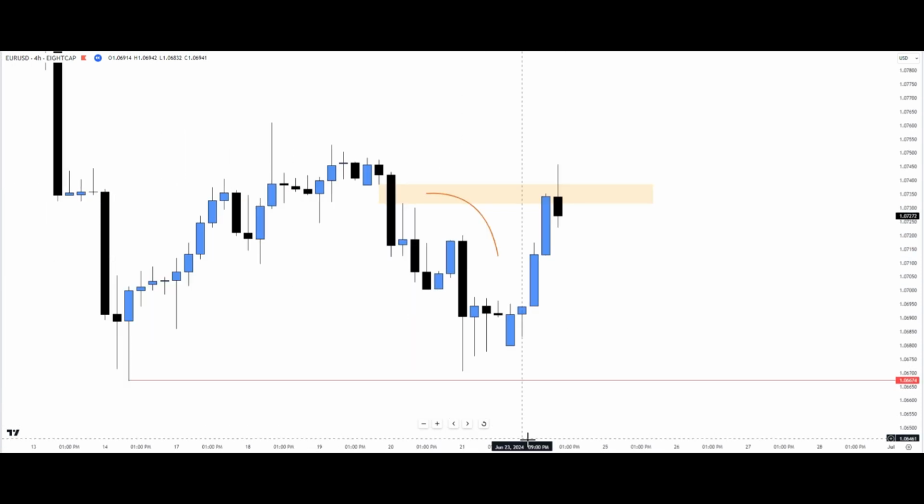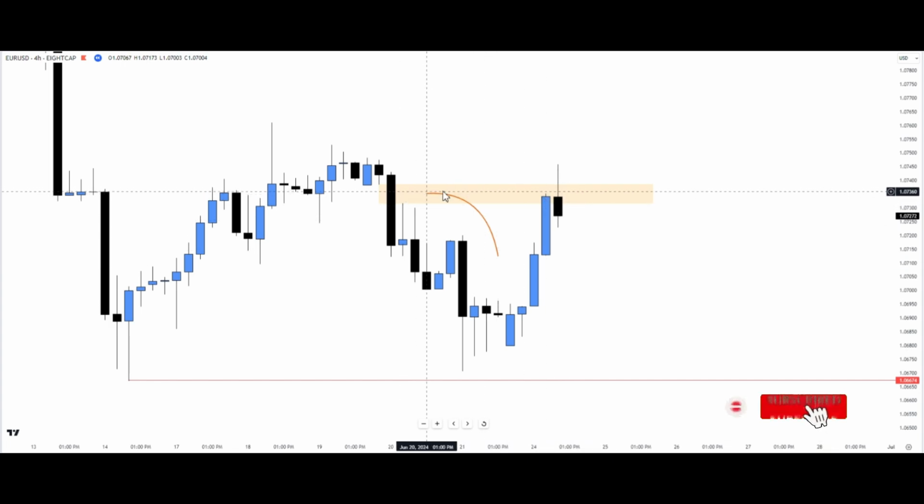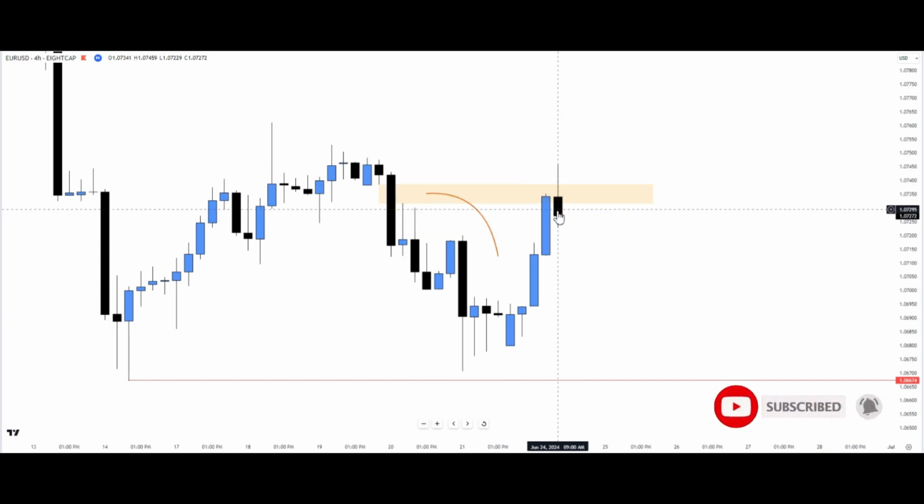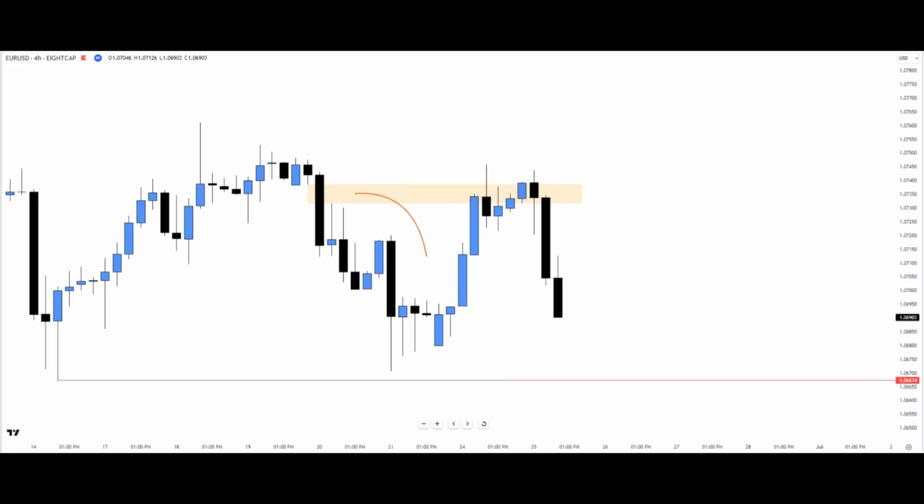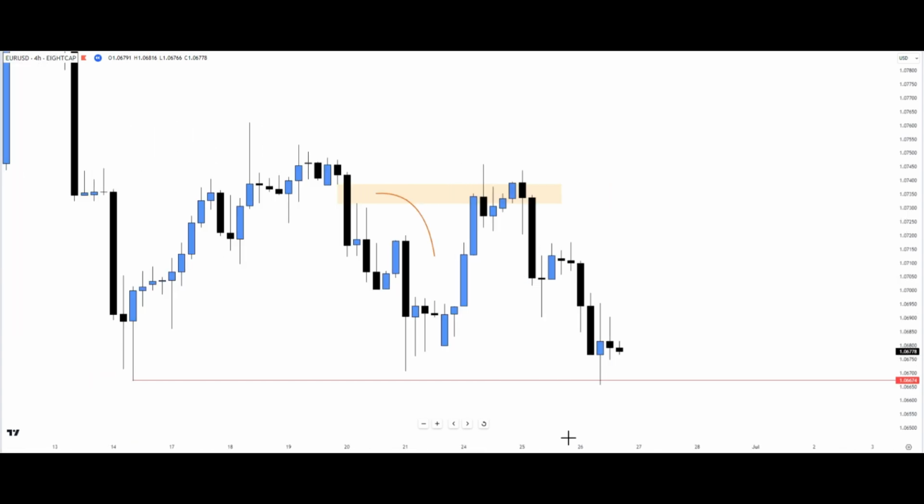And there you have it. So you can see how price has reached into this particular fair value gap, giving us a good reaction in price. So now we want to see price move from this particular area, attacking this particular draw on liquidity. So let's see what price does. And there we have it.